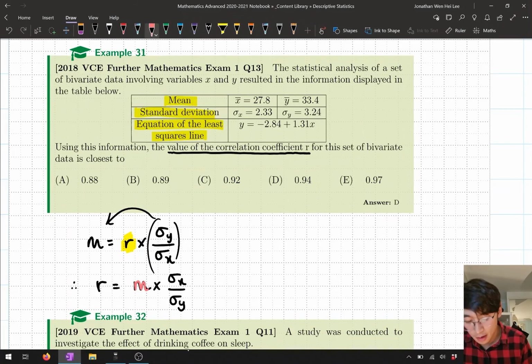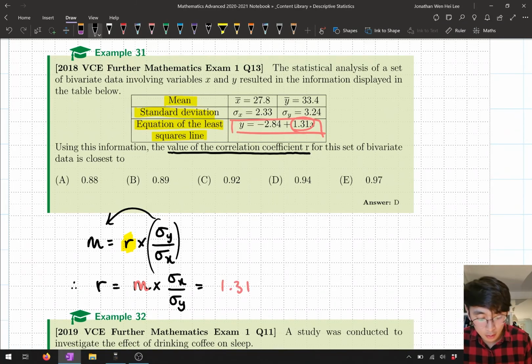The first part is M. M is just the gradient of my least squares regression line. So where can I find that in my table? Well, they give me the equation of the least squares line, which is right here. If I want to find M, I just need to find the gradient, which is the coefficient of x, which just happens to be this 1.31.